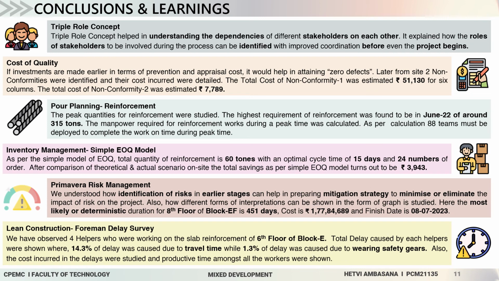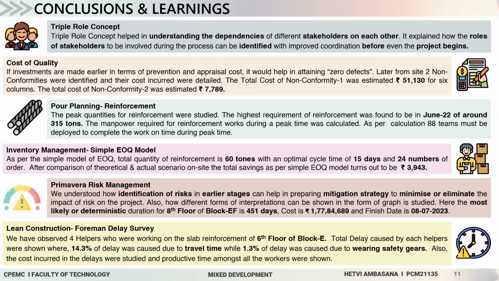Inventory management, simple EOQ model. As per the simple EOQ model, the total quantity of reinforcement is 60 tons with an optimal cycle time of 15 days and 24 numbers of orders. After comparison of theoretical and actual scenario on site, total saving as per simple EOQ model turned out to be rupees 3,900.